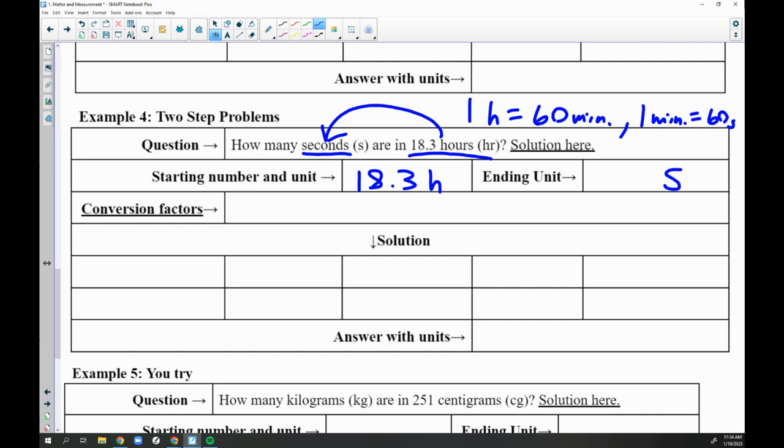Okay, so we're going to need those 2 conversion factors that I just wrote down. First of all, 1 hour equals 60 minutes. That's going to be my first step, is to convert from hours to minutes. And then 1 minute equals 60 seconds. That's going to be my second step, is to convert from minutes to seconds. Give you a second to absorb that. Any questions?